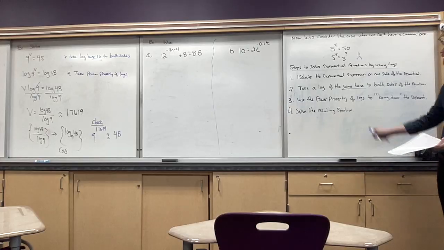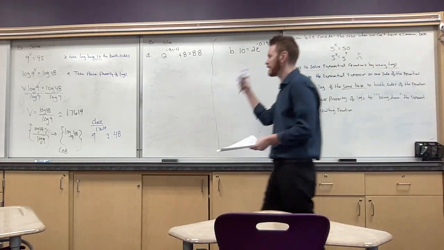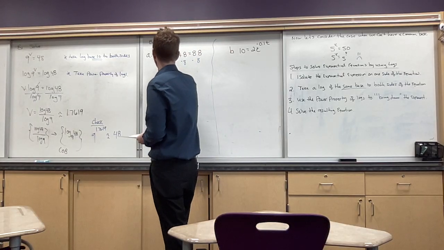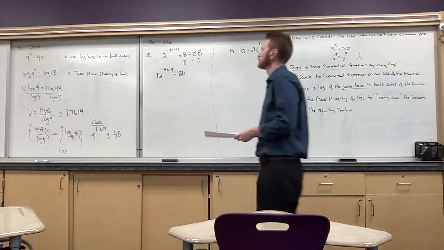So for the first one, looking at these steps over here, I want to isolate the exponential part. So that 8, that's got to go. So we'll subtract 8 from both sides. So I get 12 to the negative 9n minus 4 equals 80.